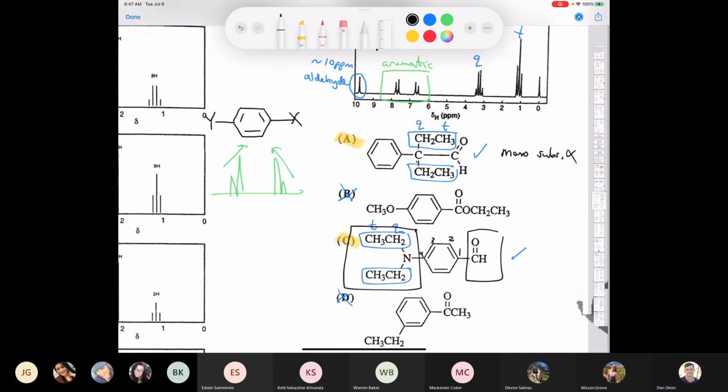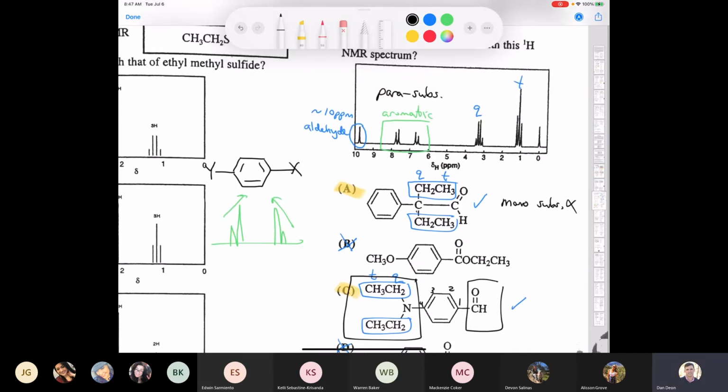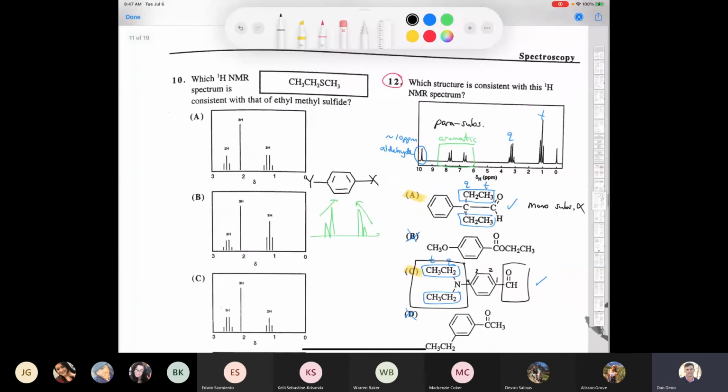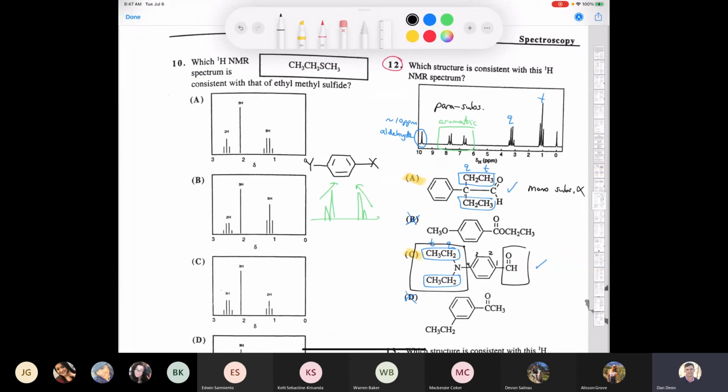Para substitution is something I did go over with you one time in class, but it's important, so make sure you know that. It would really be the only way you could differentiate between these two. It would be tough to use chemical shifts to do that. So para substitution: you see those two doublets of doublets that kind of point in towards each other. All right, that's question number 12.